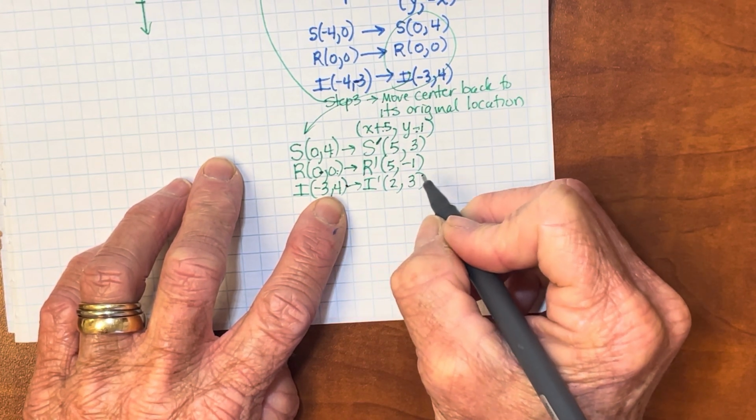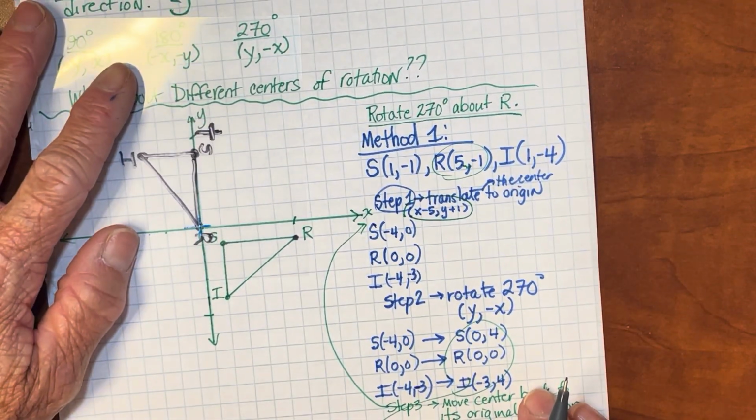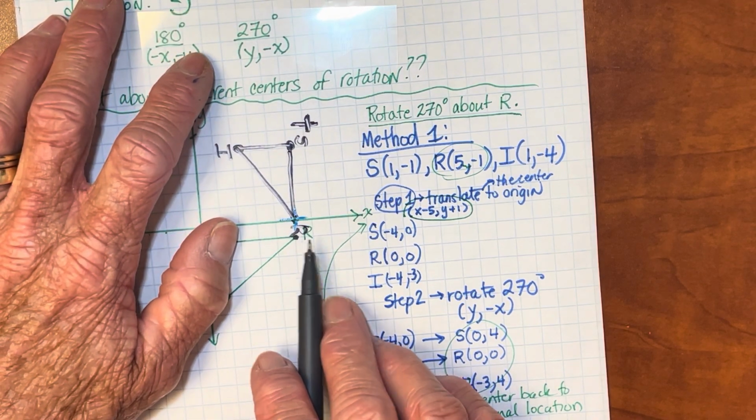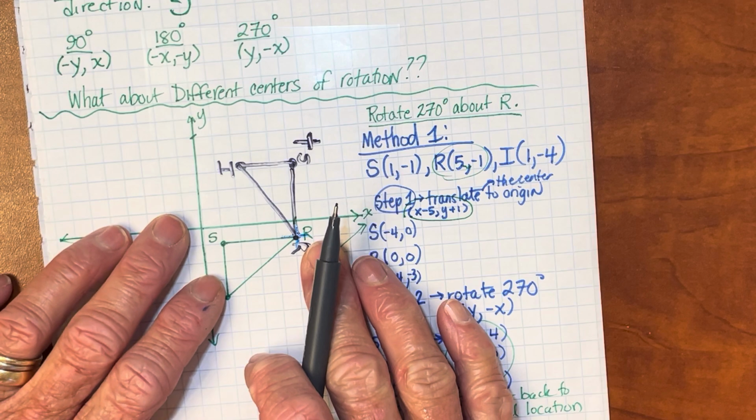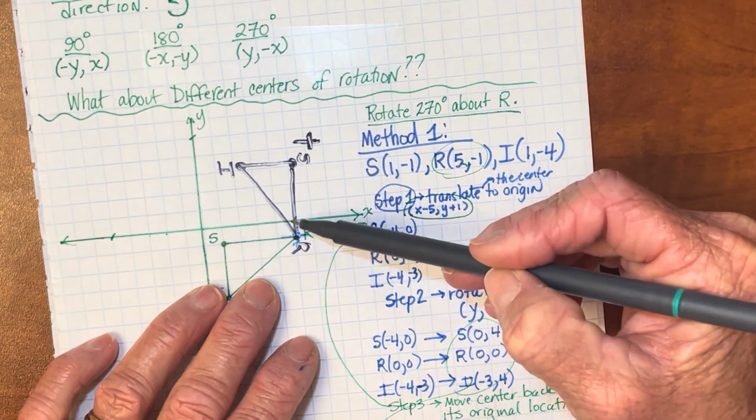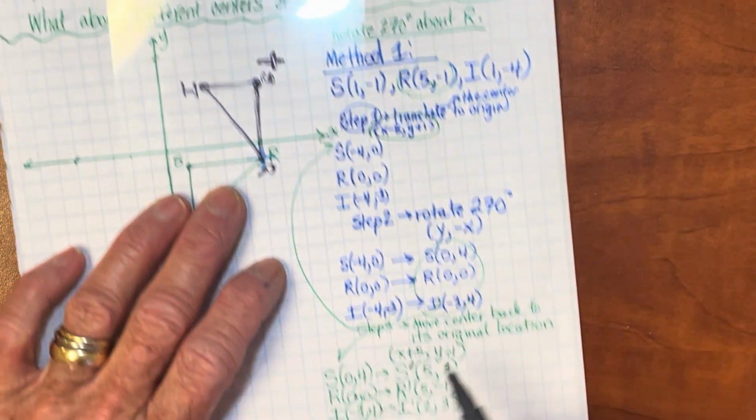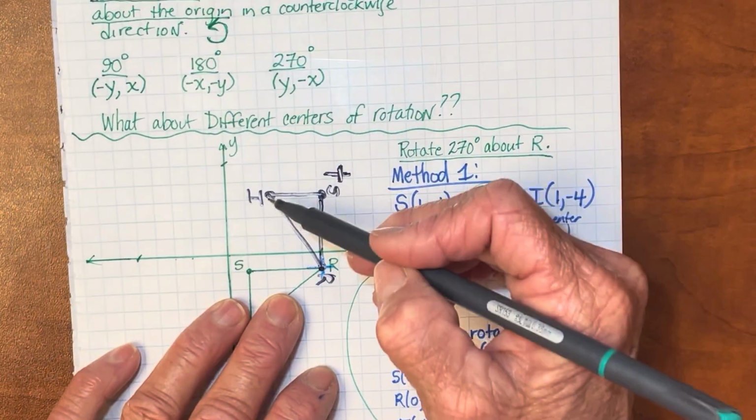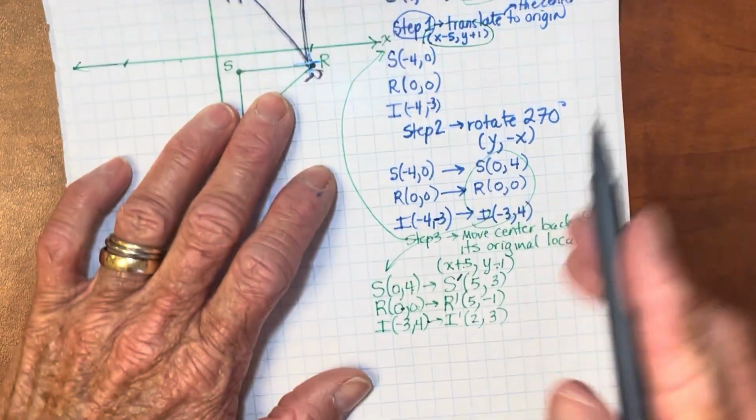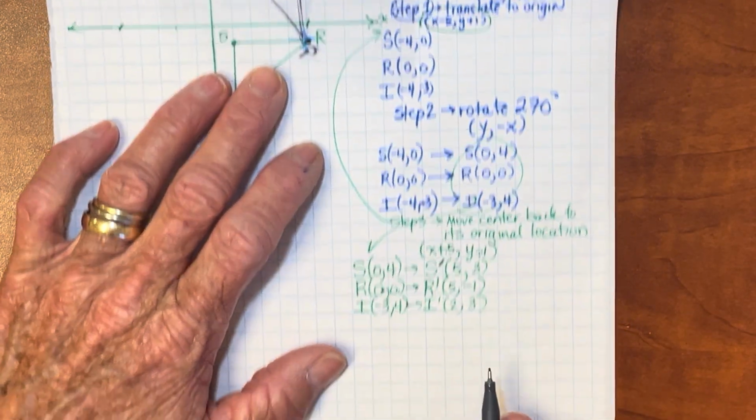Okay, so remember our triangle was sitting here, and if we slide it back to R, if we go 5 to the right and down 1, this would be the final location, and you can see that S is over 5 and up 3, that's S prime at 5, 3, and I is over 2 and up 3, and I prime is at 2, 3, and then R prime is just right back where it started.